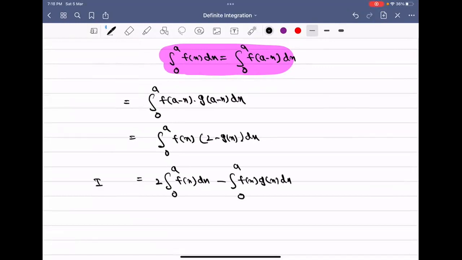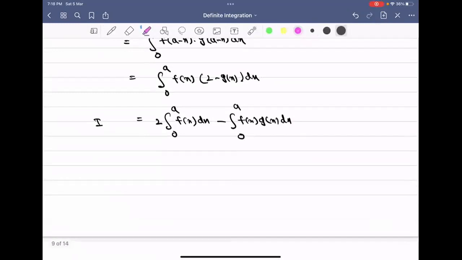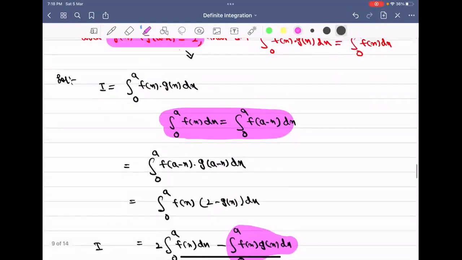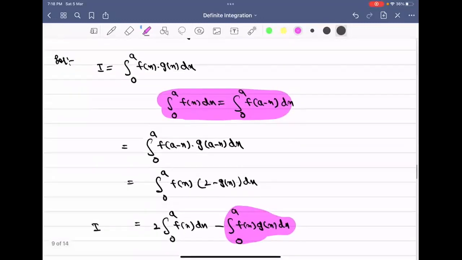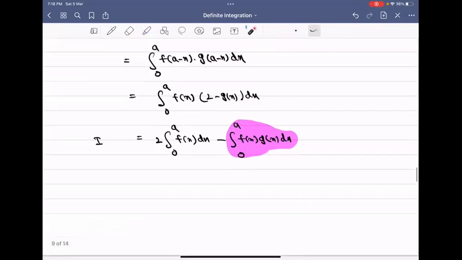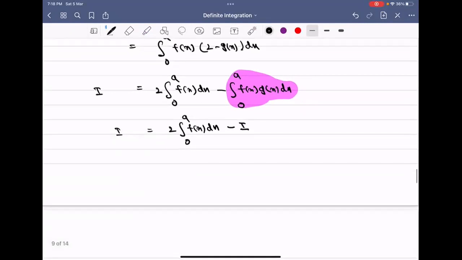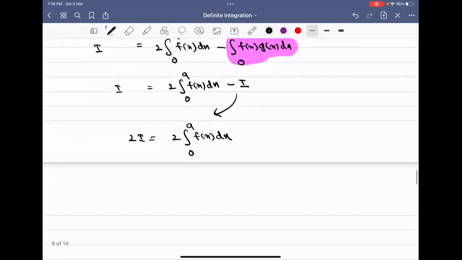This is I. But what about this one? This is again I only. So if you replace this, I is equal to 2 times integration of 0 to a f of x dx minus I. So you take minus I to this side. Therefore 2I is equal to 2 times integration of 0 to a f of x dx. So the 2 cancels. Therefore I is equal to integration of 0 to a f of x dx.